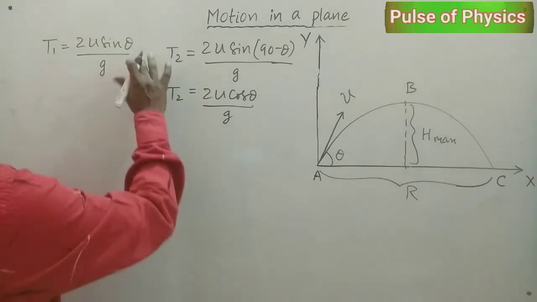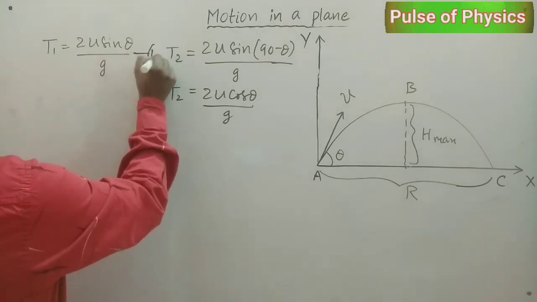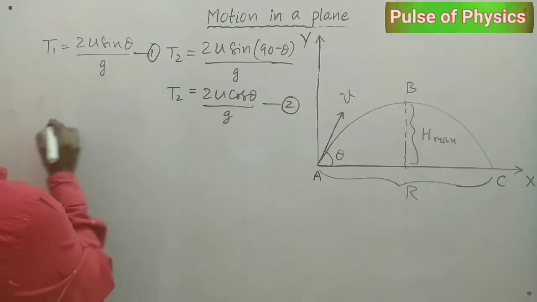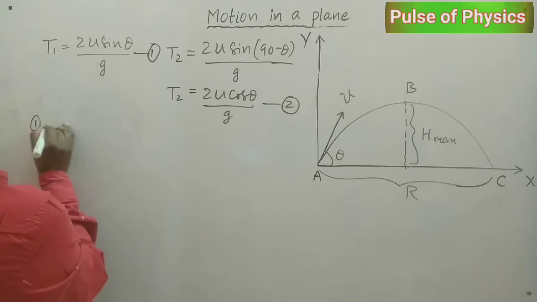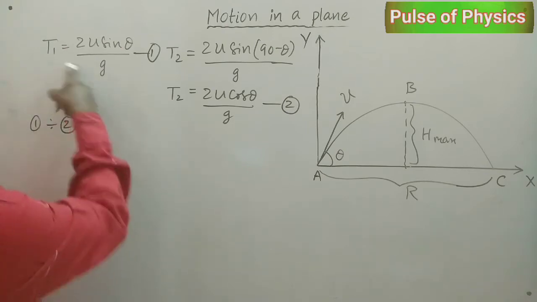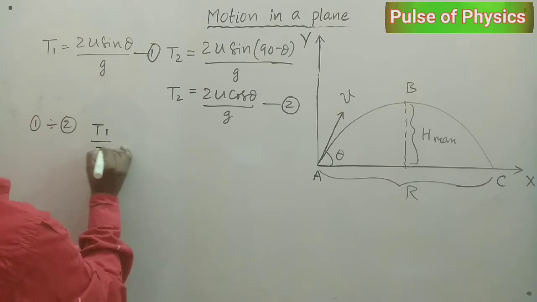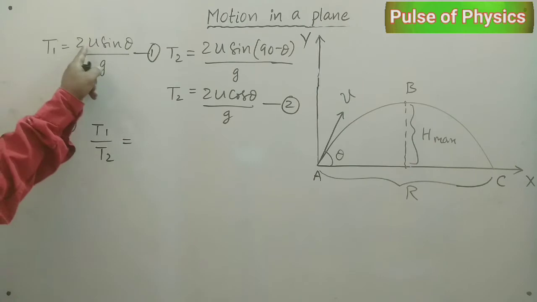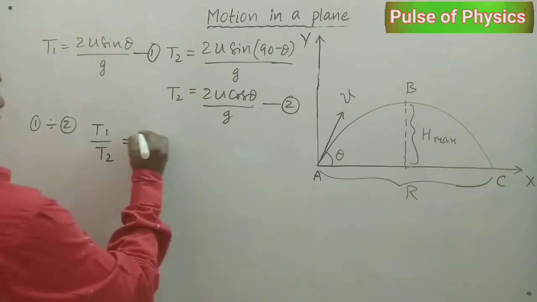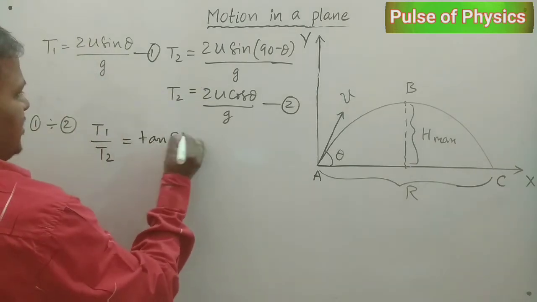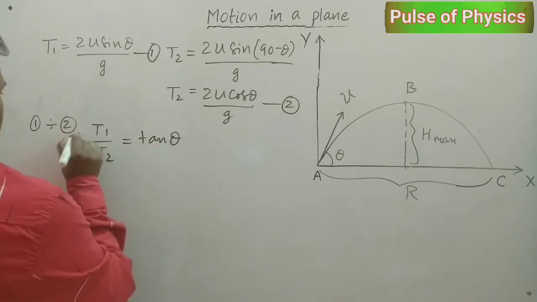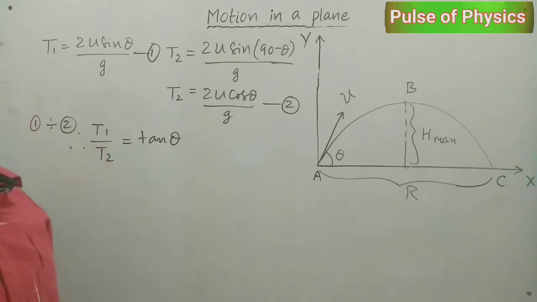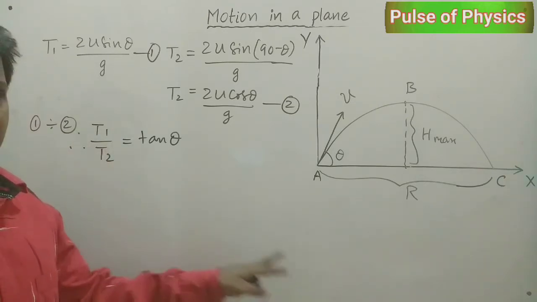We have to divide equation 1 by equation 2. We will get some relation. T1 by T2 is equal to the LHS of these two equations; on the RHS, 2u by g, 2u by g cancel. We will get tan theta. Okay, so this is the relation between T1 and T2. H1 and H2, R1 and R2 we got.